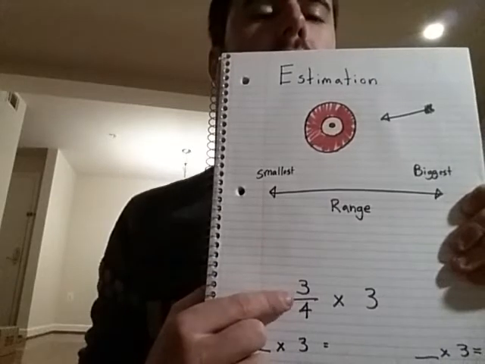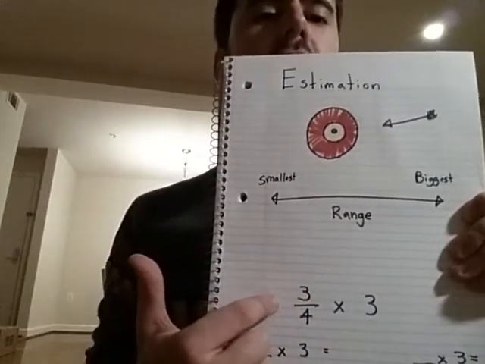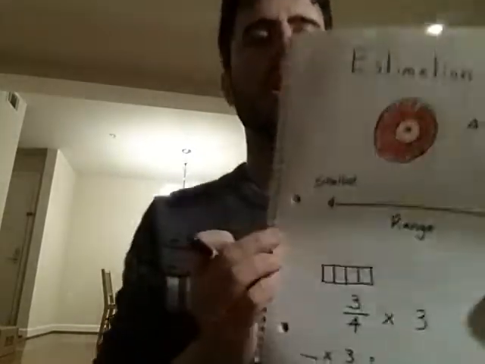Okay, so what we're going to do is round this 3/4 down to the lowest possible number it could be. To help myself do this, I'm going to represent it as a picture. Remember, representing things as pictures is one way that mathematicians simplify problems and make them easier to solve.